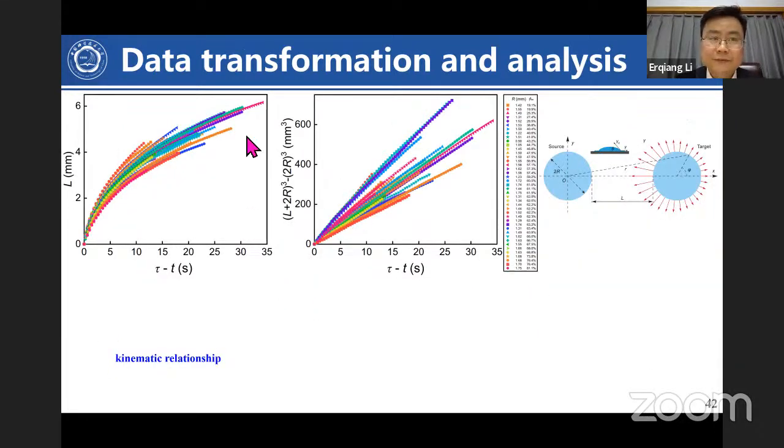Here, what we do is a very, you may think, very strange data transformation, but it is very useful. First, what we get is here, tau minus t. This tau means the time when the two droplets meet. So when t equals tau, you get 0 for this. So the two droplets meet, right? So the L, the distance between here, not the center to center, from here to here, is 0. Okay, this is original data or raw data.